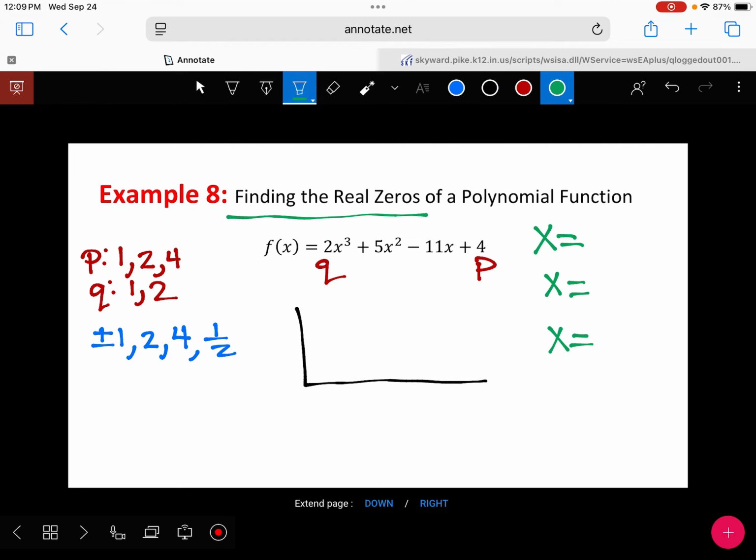You're going to list your coefficients across the top. Signs matter. Positive 2, positive 5, negative 11, positive 4. Go ahead and test 1. For synthetic division, you're multiplying and adding. Multiplying, then adding. The first number, drop down. Then you take 2 times 1, you get 2.